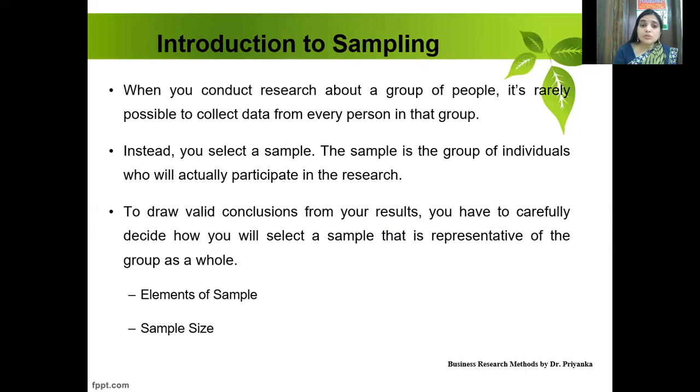Elements of a sample should be very carefully selected, because you cannot be judgmental. You cannot go with convenient sampling all the time. You have to sometimes randomly select the elements of the sample so as to get the maximum accuracy while generalizing the results about the population. And sample size should be accurate. It should not be very large or very small, so as to get the required results.